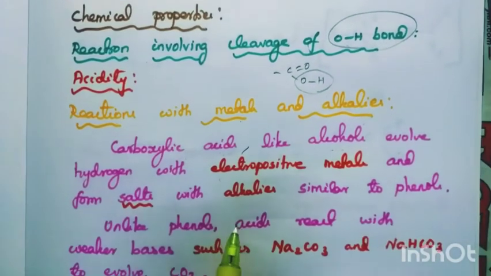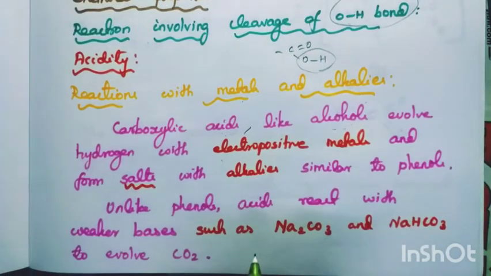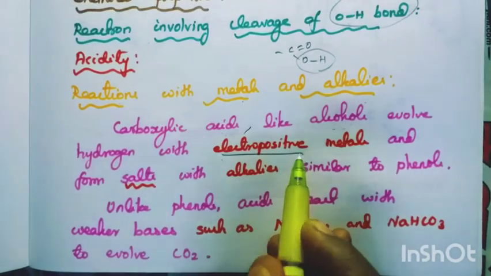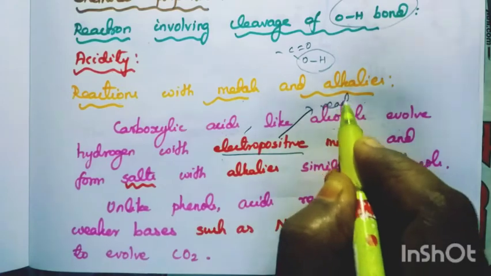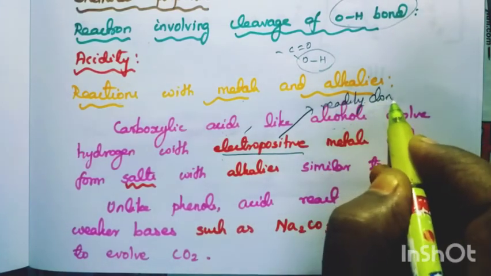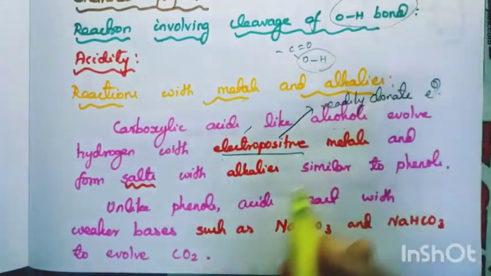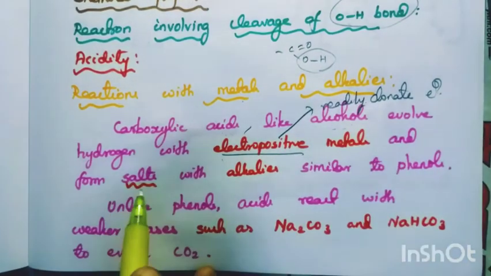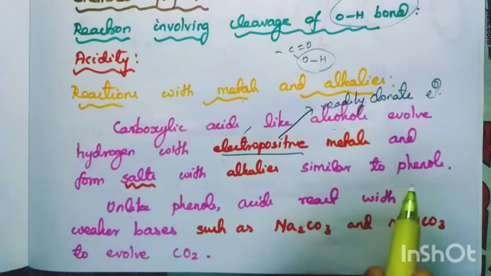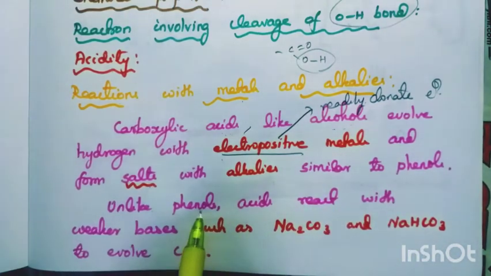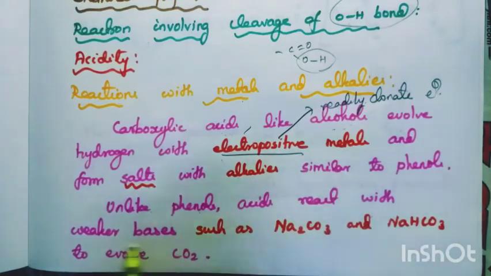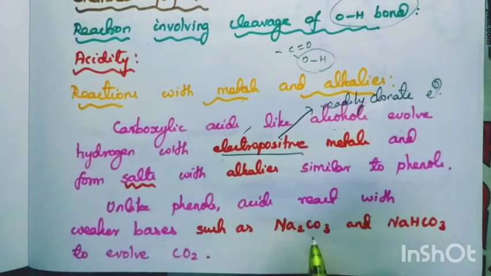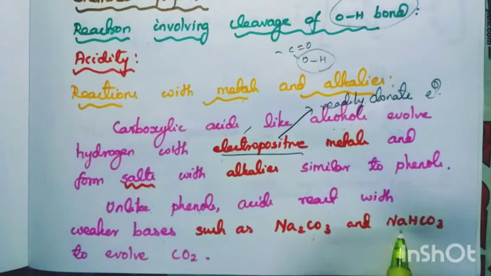What are electropositive metals? Those which have a tendency to give H plus readily. That means they readily donate electrons, and if a metal loses the electron, it forms a salt. With alkali, it is similar to phenol. Unlike phenols, acids react with weaker bases also, with sodium carbonate and sodium bicarbonate.